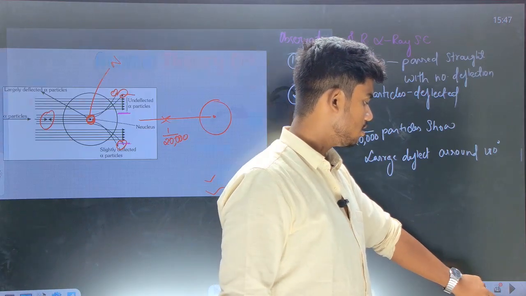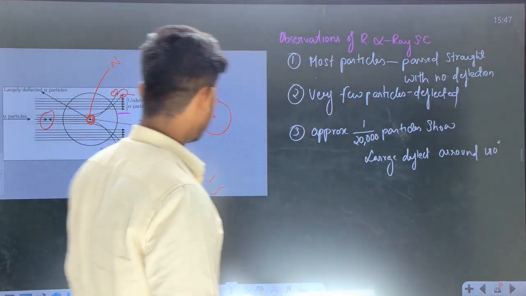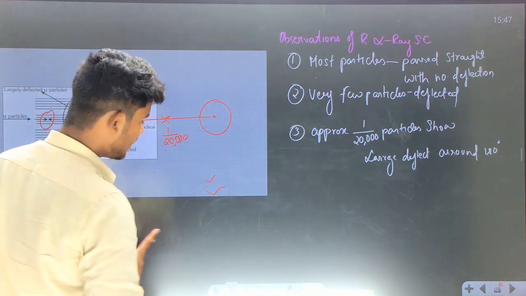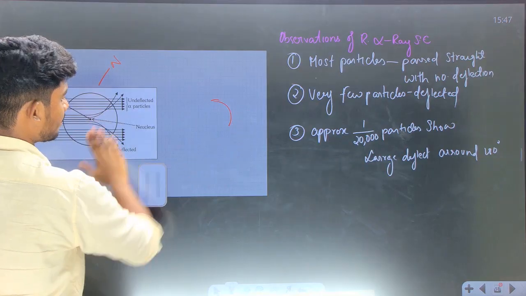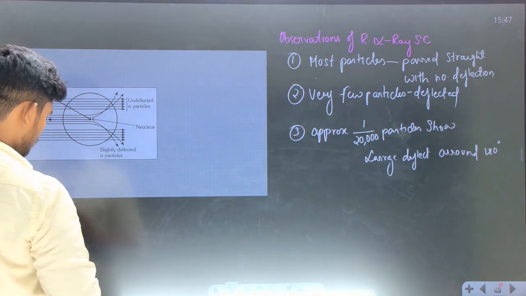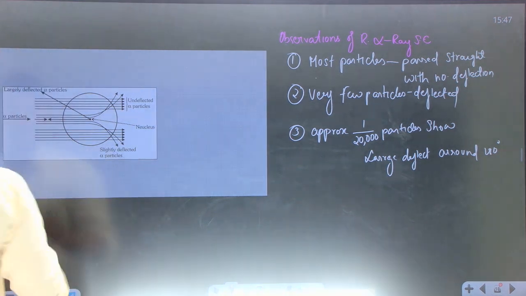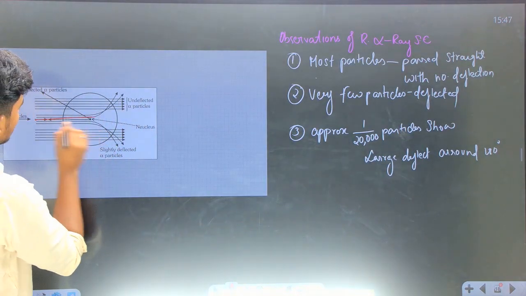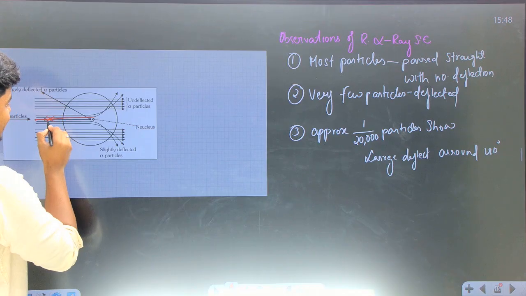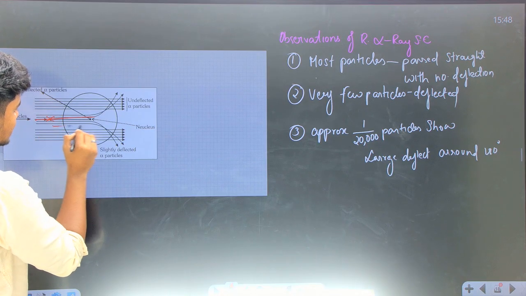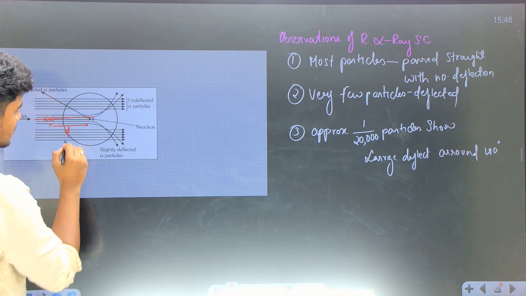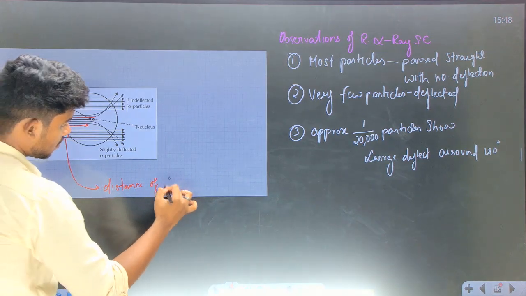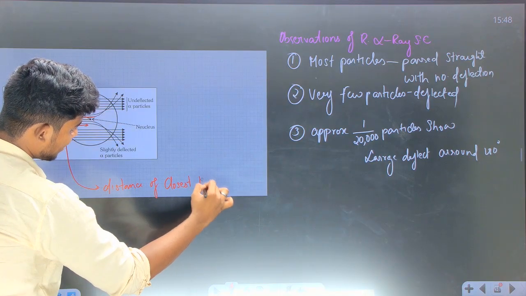But there was one thing that you should remember. This deflection that happened at 180 degrees, you see there is this line that shows a 180-degree deflection, and that deflection occurs at a certain distance from the nucleus, and this distance is said to be the distance of closest approach.